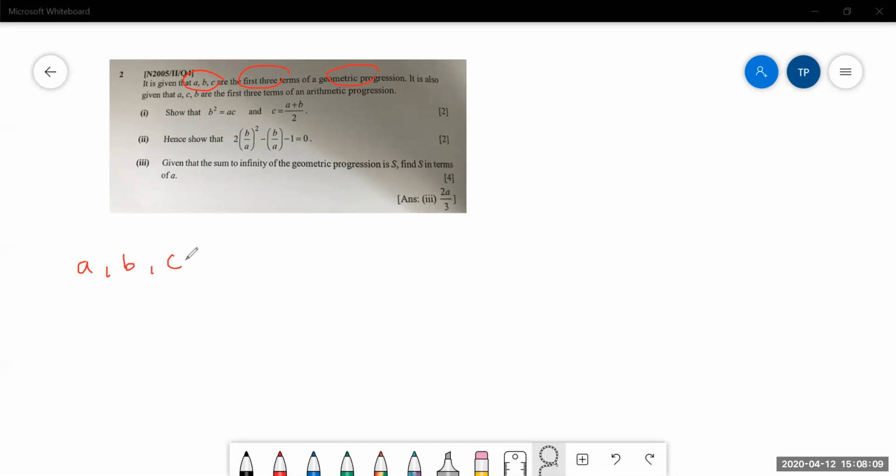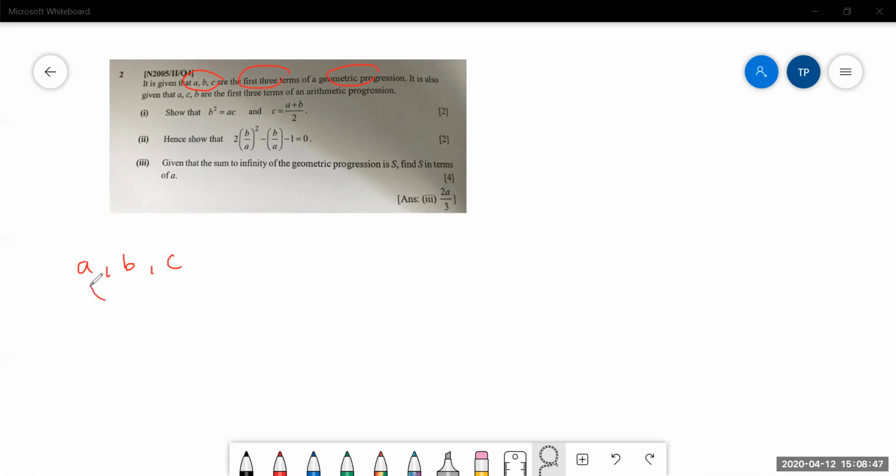What does it mean to be part of a geometric progression? They have a common difference. No, geometric, brother. Oh, wait. Common what? Common ratio. Yes, that's the word.